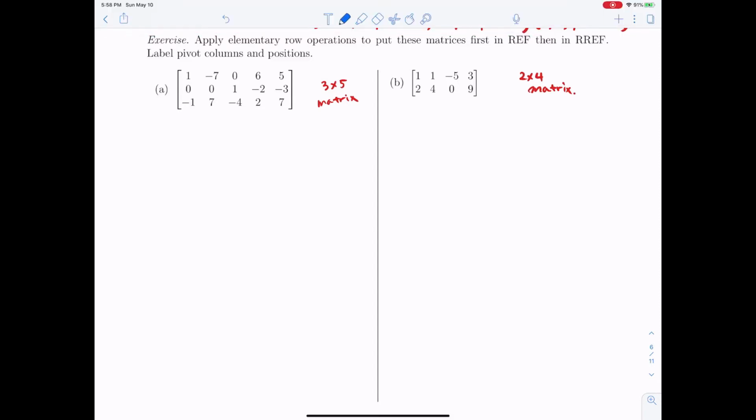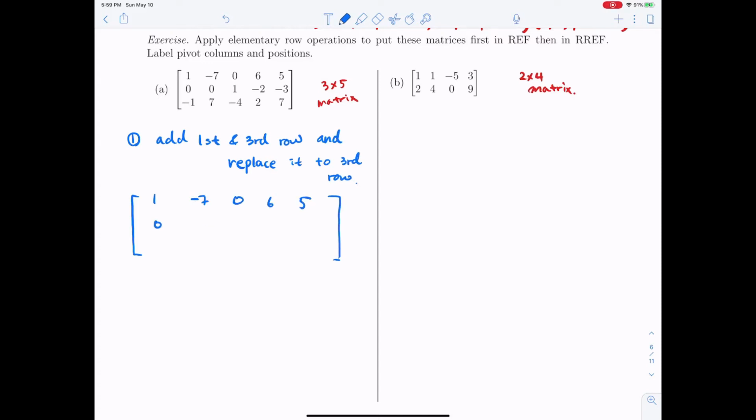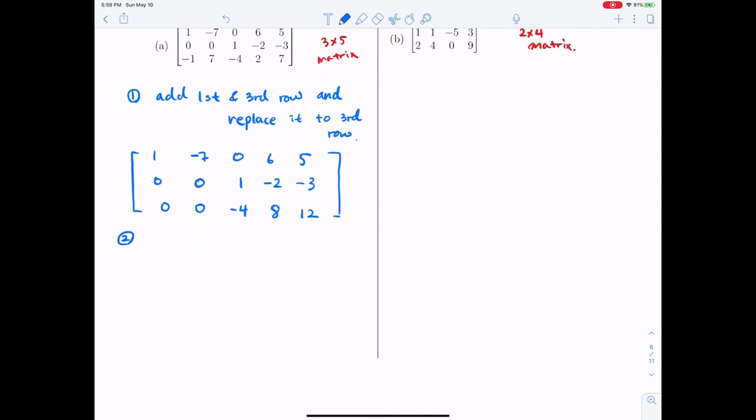Okay, so let's solve these problems together. The first thing we want to do is add the first and the third row. So we have 1, -7, 0, 6, and 5, and 0, 0, 1, -2, and -3. If you add the first one to the third row, this gives you 0, 0, -4, 8, and 12. Then we multiply the second row by 2 and add it to the third row to reduce the third column.